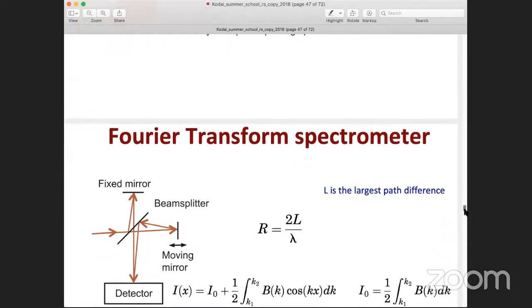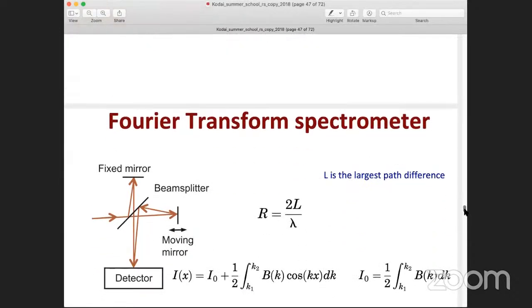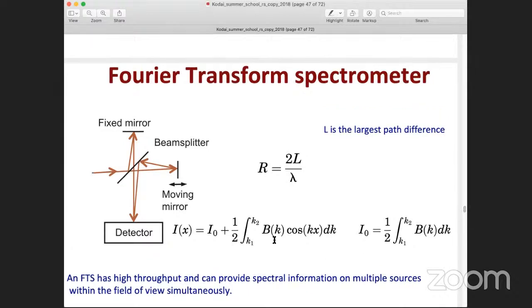And then we have something called the Fourier transform spectrometer, which helps us get the spectral properties of the source. It is basically a Michelson interferometer type, where light coming from the star passes through the beam splitter and goes through two arms. By moving one of the arms, we create a path length difference, which produces the interference pattern. From the interference pattern, we will be able to establish the spectral properties of the source.